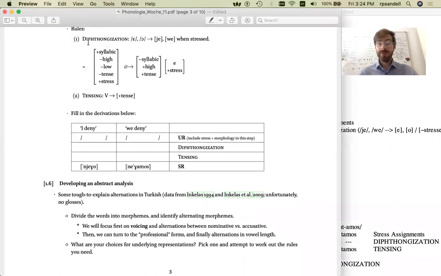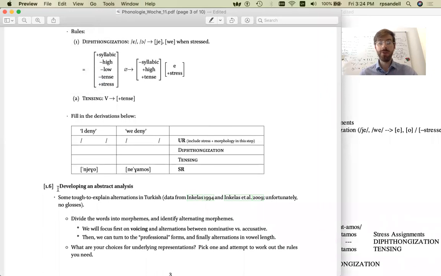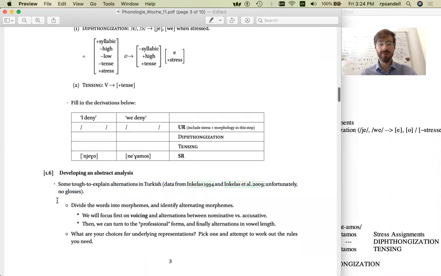We've now seen an abstract analysis in action for the first time on the basis of some Spanish data, and now we'll try to work out a further analysis on the basis of some Turkish data. These data come from some papers by Inkelas. Unfortunately, the glosses are missing there.